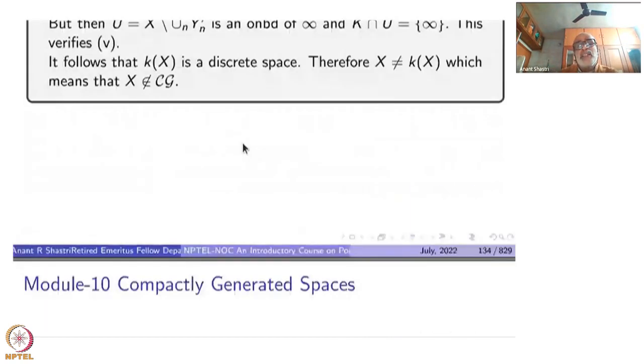All right. So next time we will study compactly generated spaces a little deeper. I have already told you why they are important and so on. Thank you.